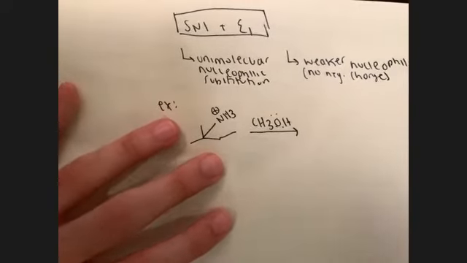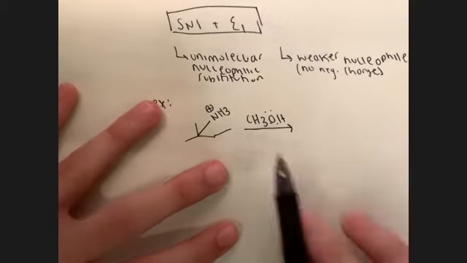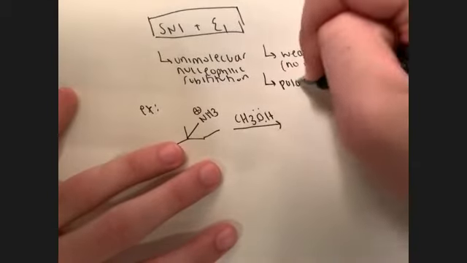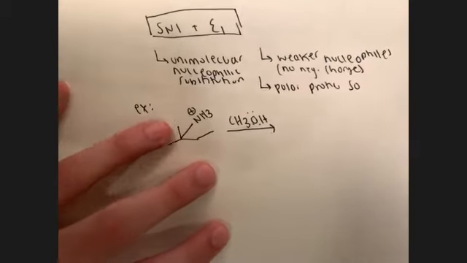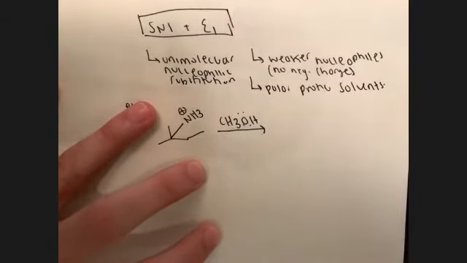But methanol or water or things like that, they don't have a full negative charge. They have slight negative charges due to their dipole moments, but not complete localized negative charges. So that's why they're not as strong, so weaker nucleophile. Also, you're typically going to have a polar protic solvent. And we know what polar protic solvents do. And polar protic solvents decrease the nucleophilicity.